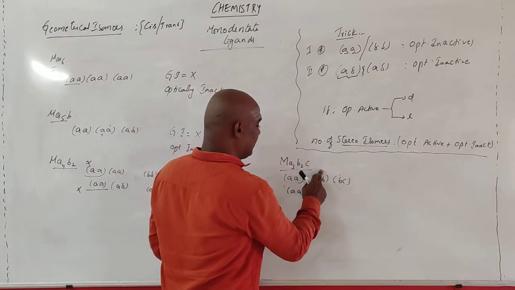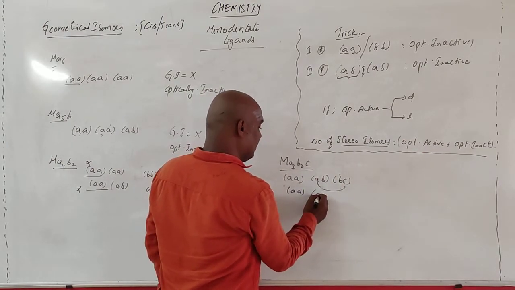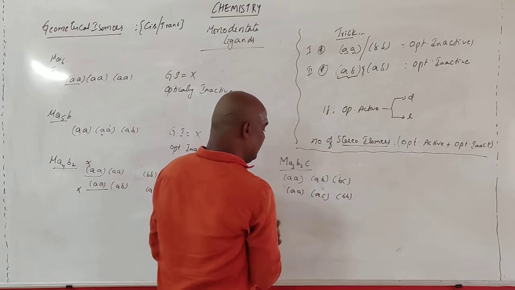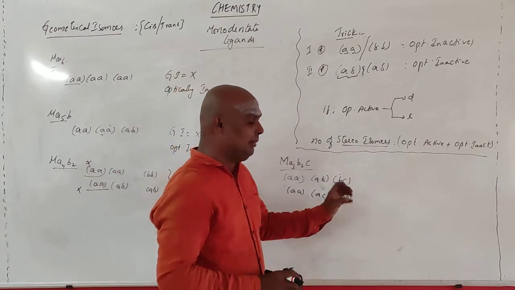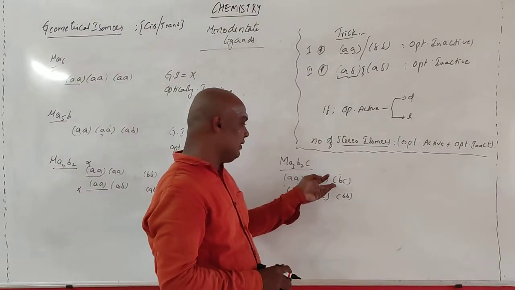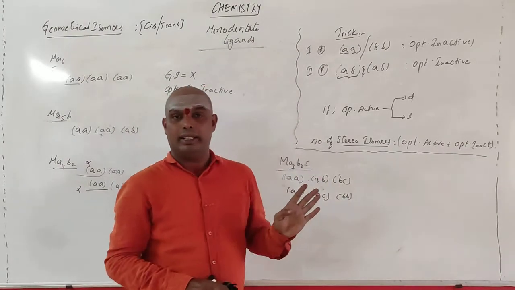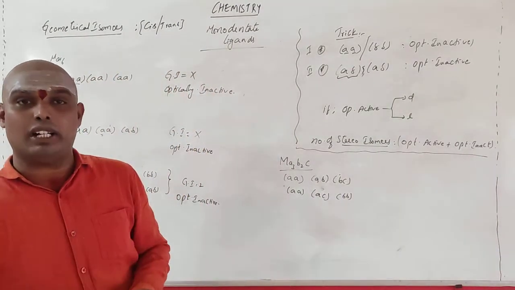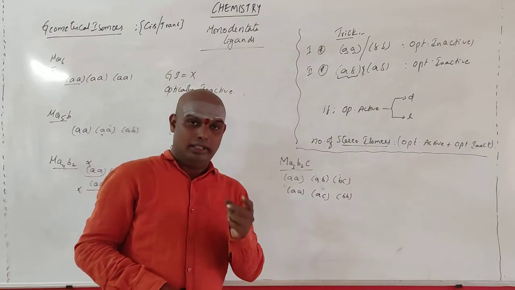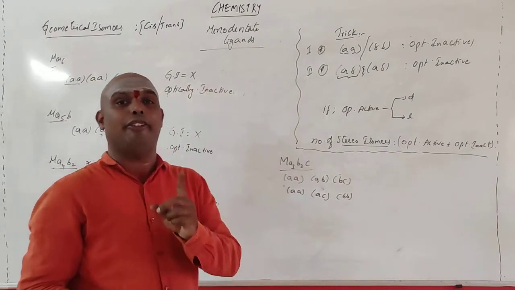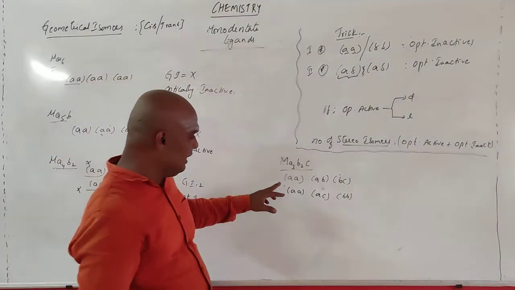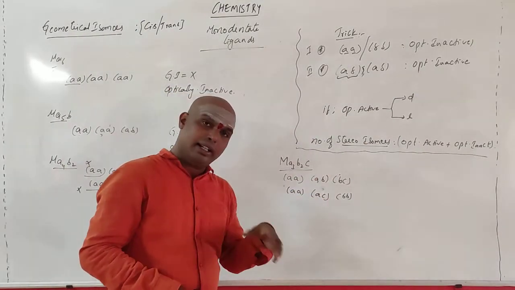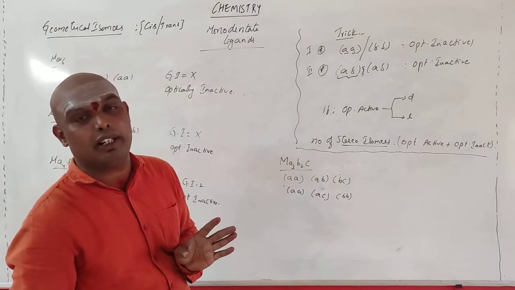Take one more combination. Like we go for AC. So this is AC, B. See? AA, AC, BB. So you have AC, right? Okay. For geometrical isomers, even if one set is different, it is taken into consideration. AC is different. Even one set like this is different, we can take that into consideration of geometrical isomers.